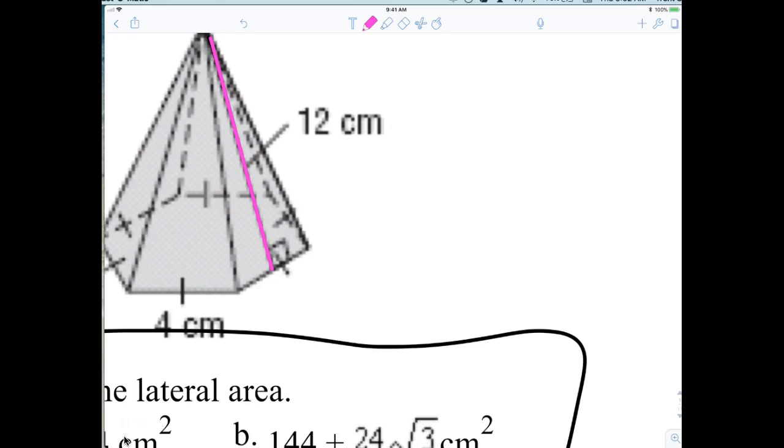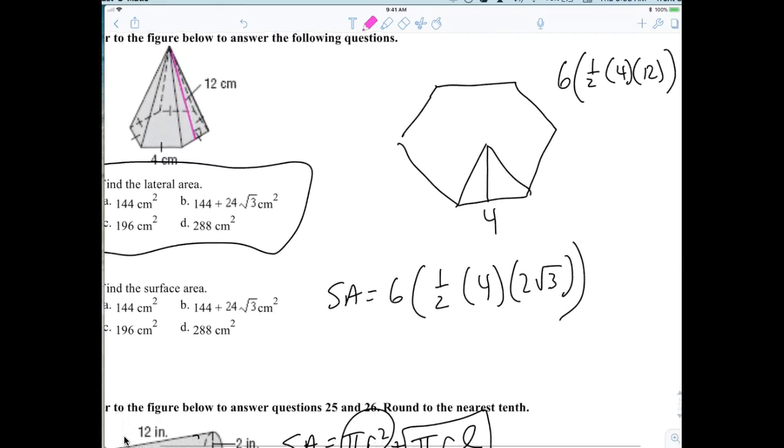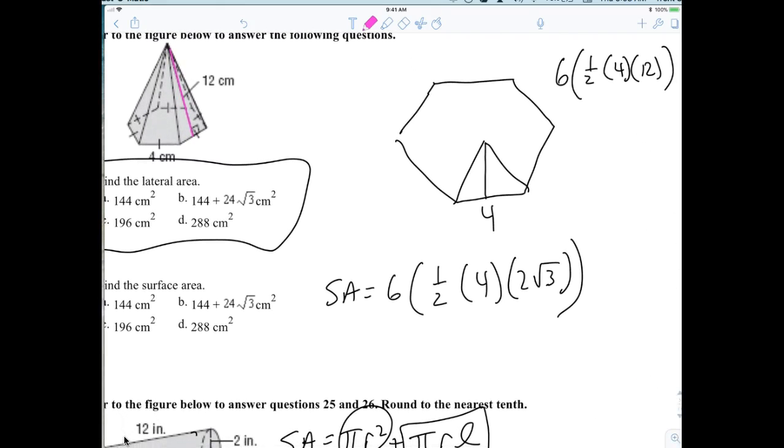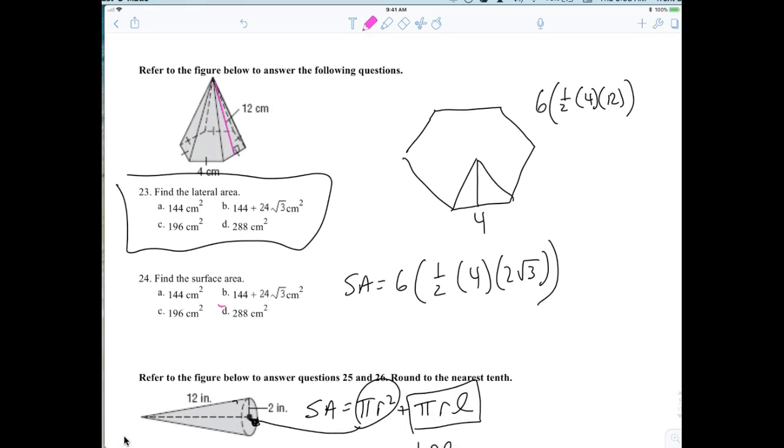There are 6 triangles. So the correct answer was in fact B. Right? Because half is 6 times 4 times 12, which is 144. That's the area of the base, the 2 radical 3. And then the area of the whole thing is the 12.